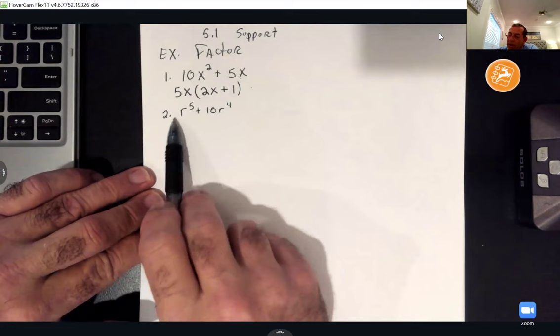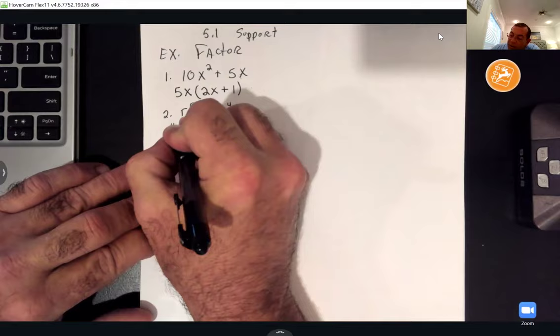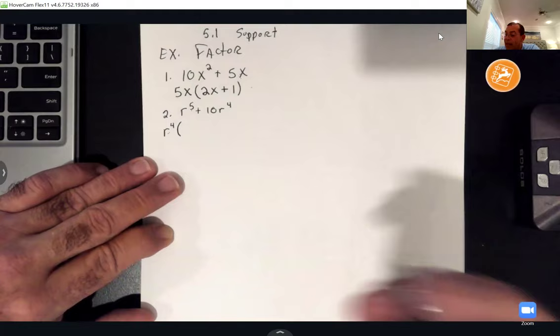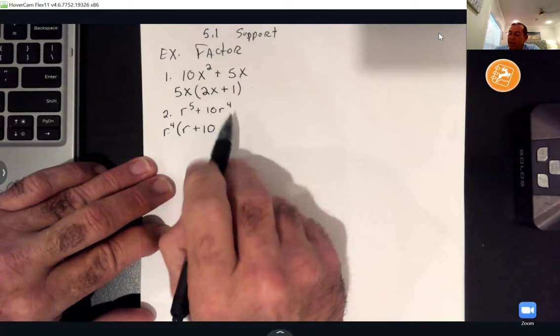So, they both got R's for sure. They don't have any numbers in common, but this one has R to the 5th and this one has R to the 4th. So together, the most they have in common is R to the 4th. If you divide R^5 by R^4, you're basically subtracting exponents. That's going to leave an R plus, well, the 10 didn't get affected, so the 10 comes down. And look at that, the R^4 divided by R^4 cancel.